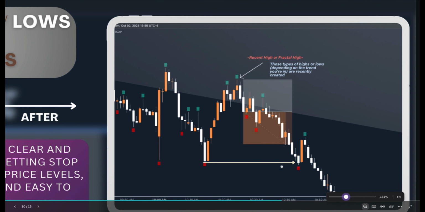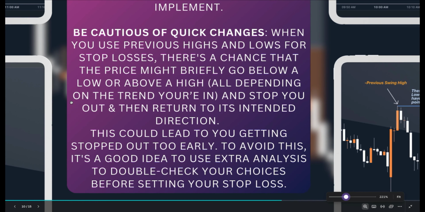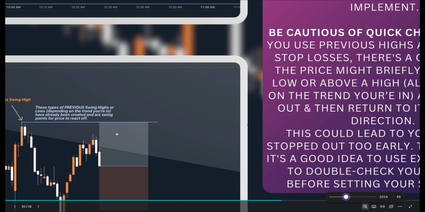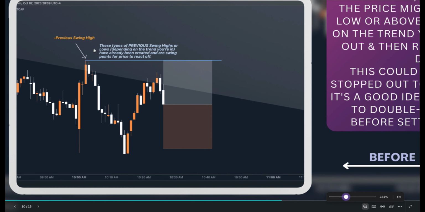Price ended up going down all the way to this fractal low. TP smashed, right? Really easy, really simple stuff. And on this example, as you can see here, we have a normal high, so a previous swing high. These types of previous swing highs or lows have already been created and are swing points for price to react off. So same thing here.